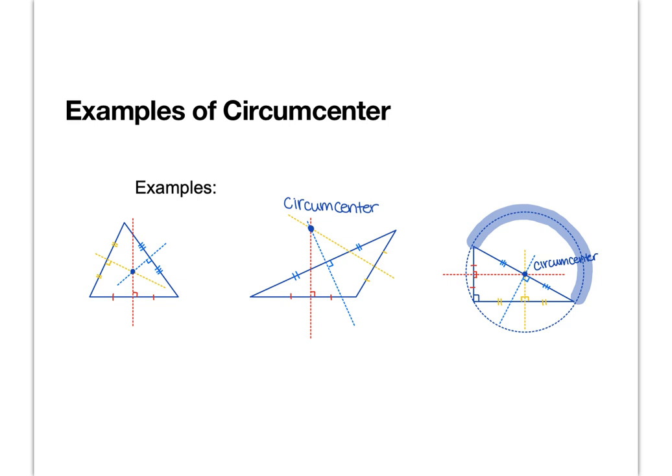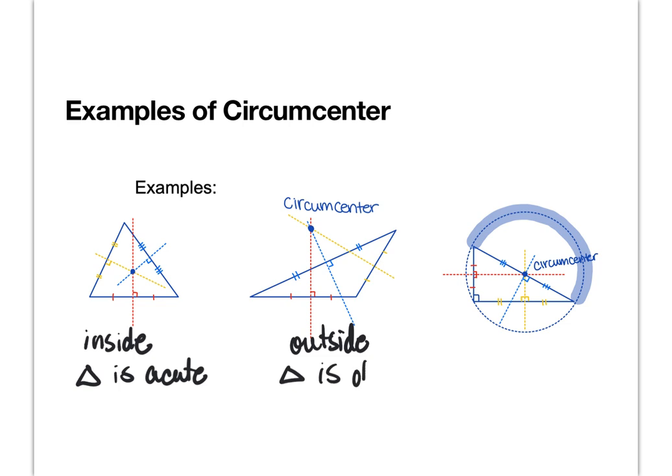Here are some examples of circumcenters. So you'll notice this first one is inside the triangle, this one's outside the triangle, and this one's on the triangle. So the circumcenter can be inside, and that happens when the triangle is acute. It can be outside when the triangle is obtuse. And it is on when the triangle is a right triangle.